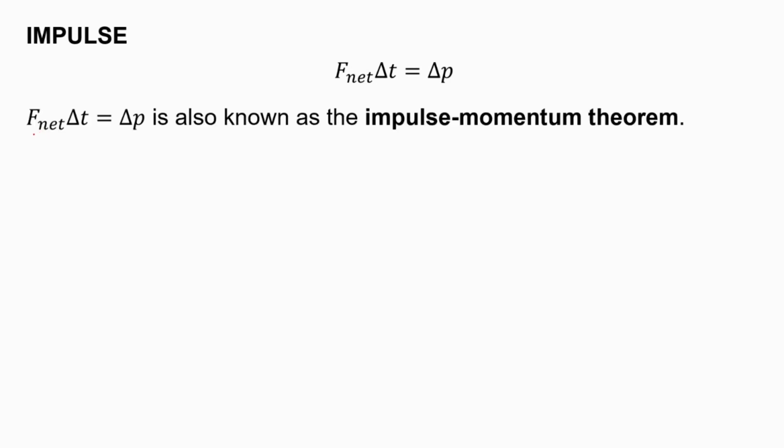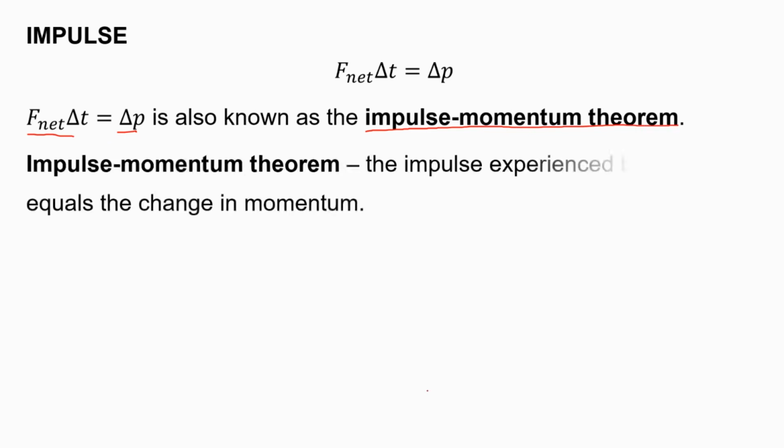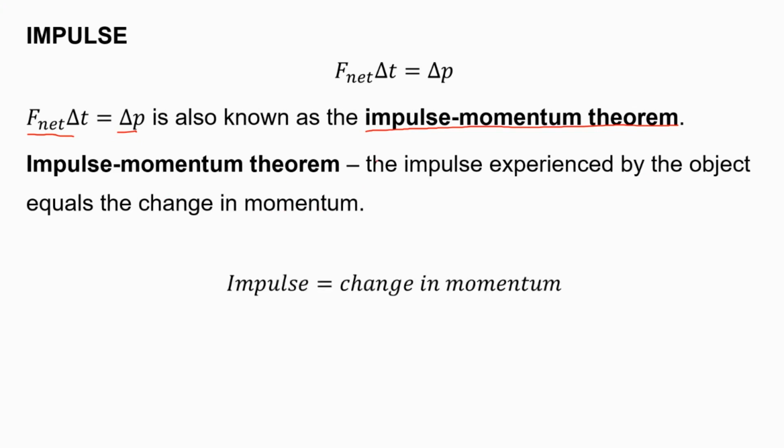So this relationship, F net times delta T is equal to change in momentum, is also known as the impulse momentum theorem. According to the impulse momentum theorem, the impulse experienced by the object equals the change in momentum. In simpler terms, we just say impulse is equal to change in momentum.